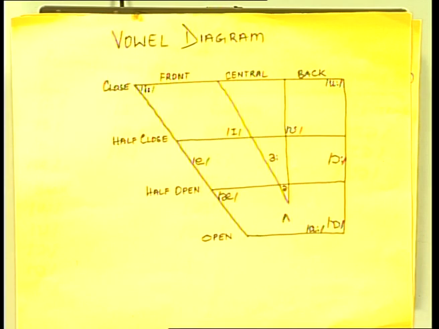There are 4 front vowels in the English language. The first one is E. E as in seen, been, peel, sleep, the long vowel E, which is at the close. It's known as a front close unrounded vowel.